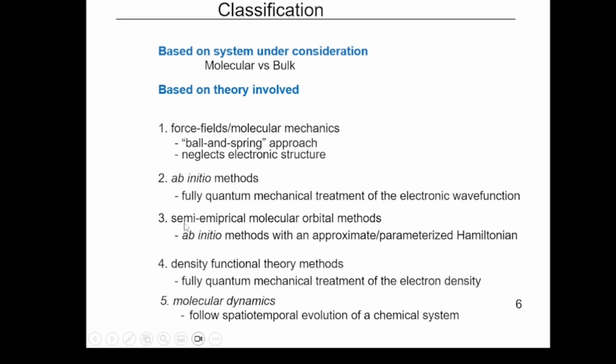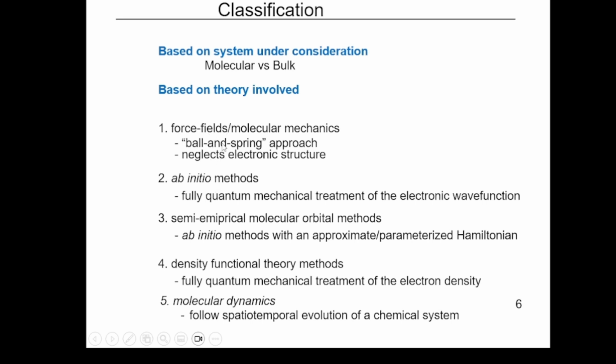Similarly, you can have semi-empirical methods. These are also called semi-empirical molecular orbital methods. They are a combination of ab initio methods and some parameterization, either from experiment or from some higher method. So ab initio methods with an approximate or parameterized Hamiltonian lead to semi-empirical methods. If you are finding these terminologies a bit complicated, don't worry, these are going to come later in this course.